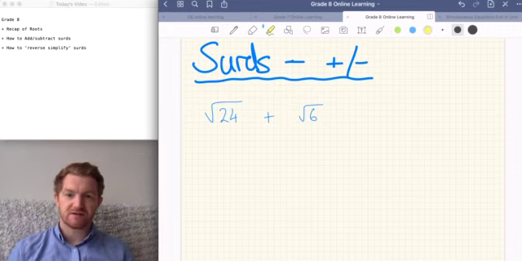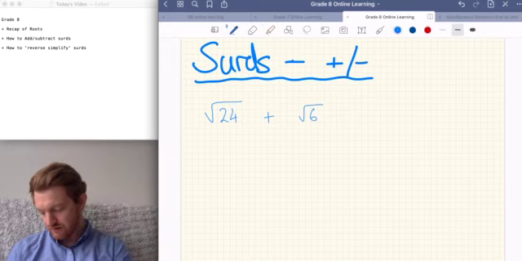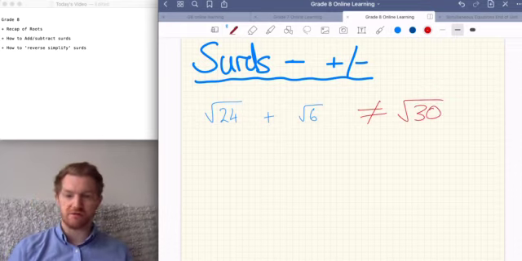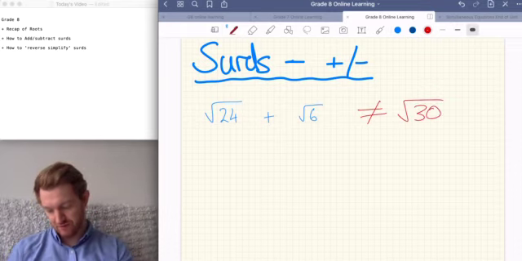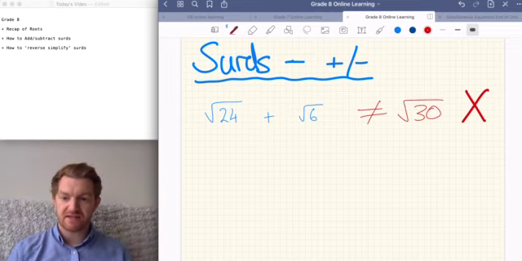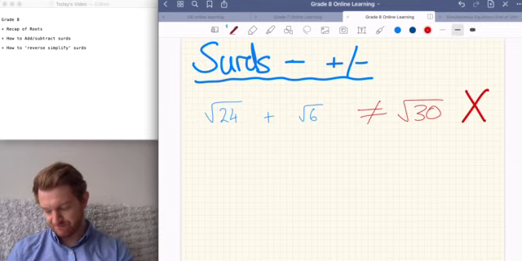So let's look at this one here. We've got root 24 plus root 6. So at the moment, the common mistake I see students making is they try and add this together to get 30, but you can't do that. That's not allowed. Incorrect. Okay? We can only just put them together when we are multiplying and dividing. When we're adding and subtracting, we have to do something different.